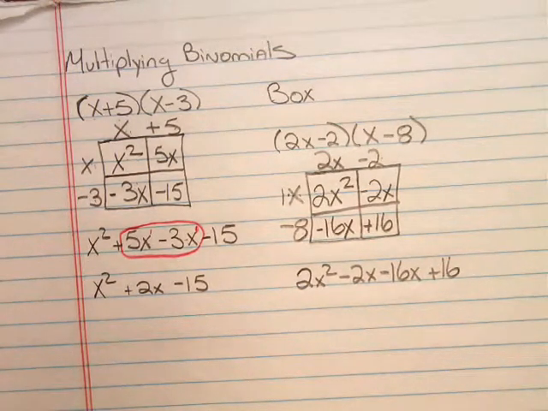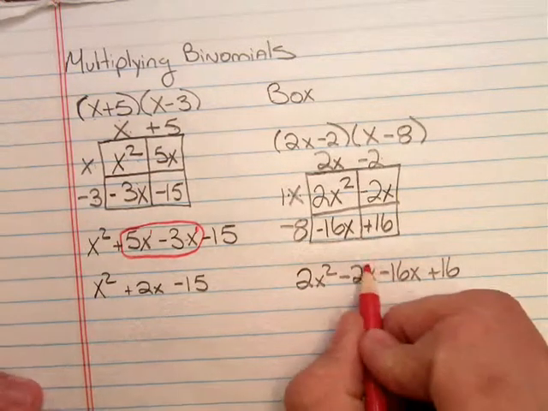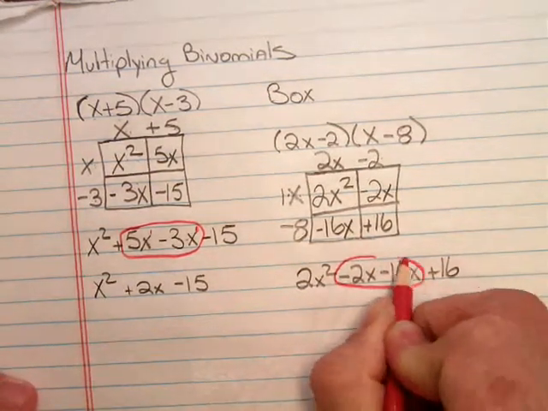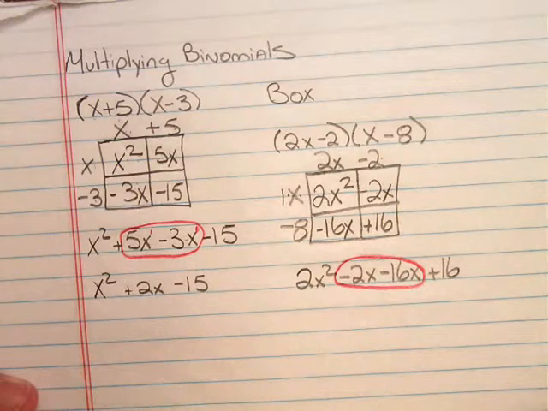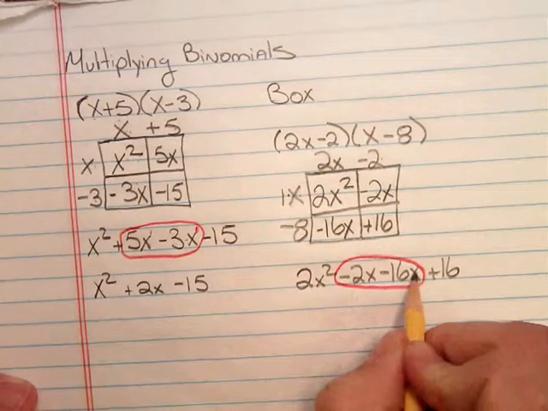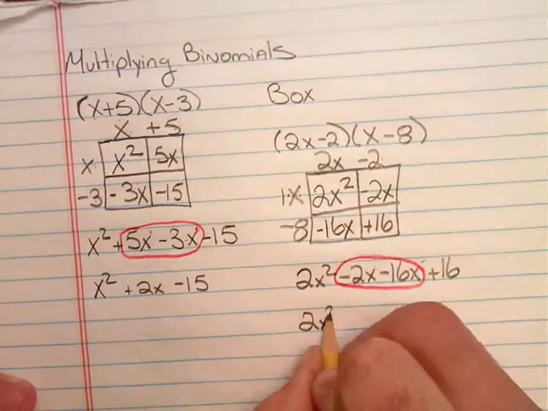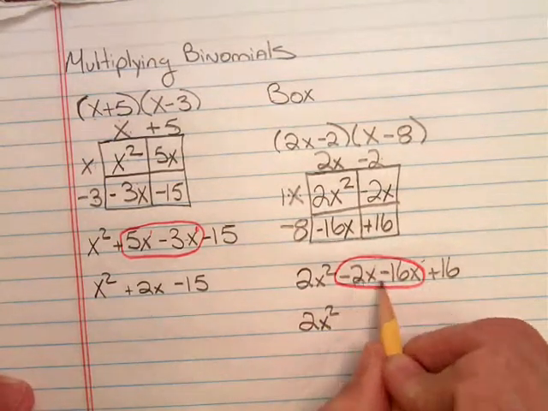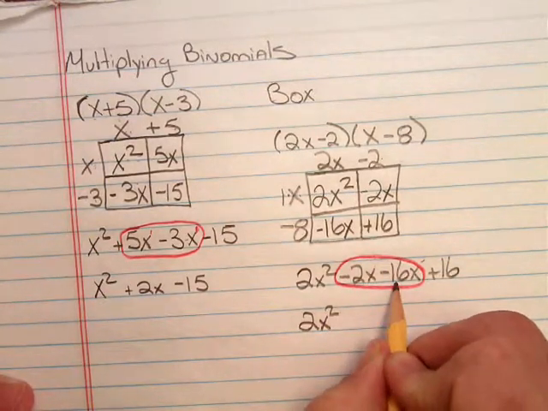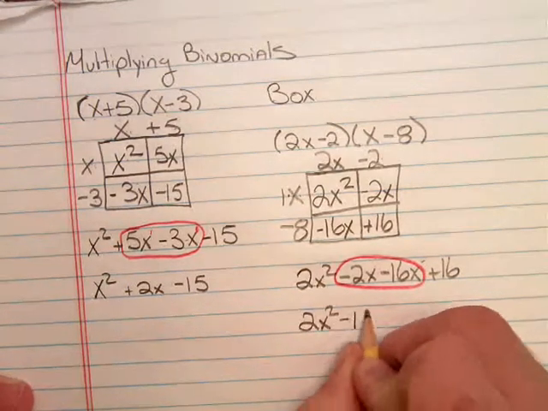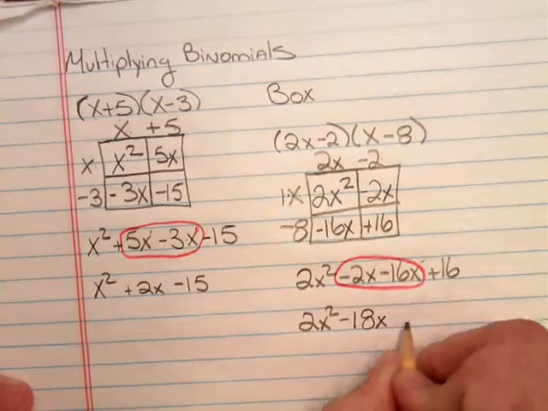We're going to look for the like terms. If you notice right here, we have like terms. The x is the same and the exponents are the same, and we're just going to write it below. 2x squared, and negative 2x and negative 16x, when we add those together, gives us negative 18x plus 16.